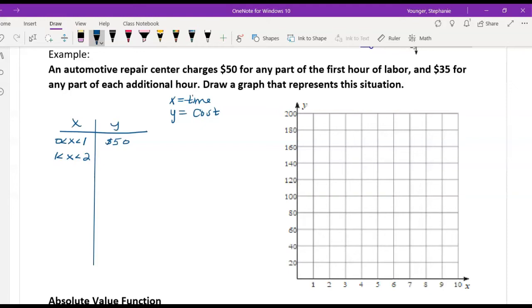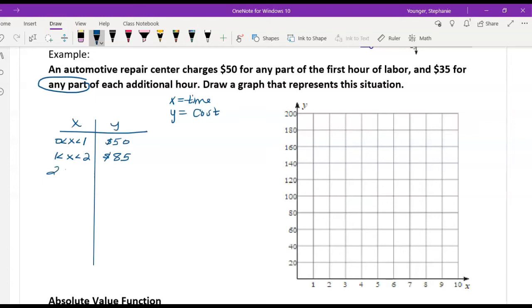Well, it says $35 for each additional hour. And it's any part of the hour. So it doesn't matter if it's 15 minutes over, 30 minutes over, 57 minutes over. It's each additional part. So now I add 35 to my cost and it becomes $85.